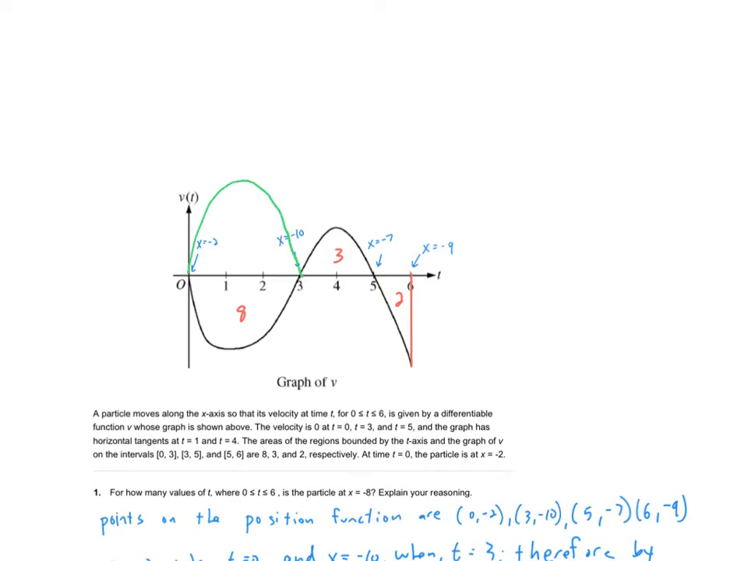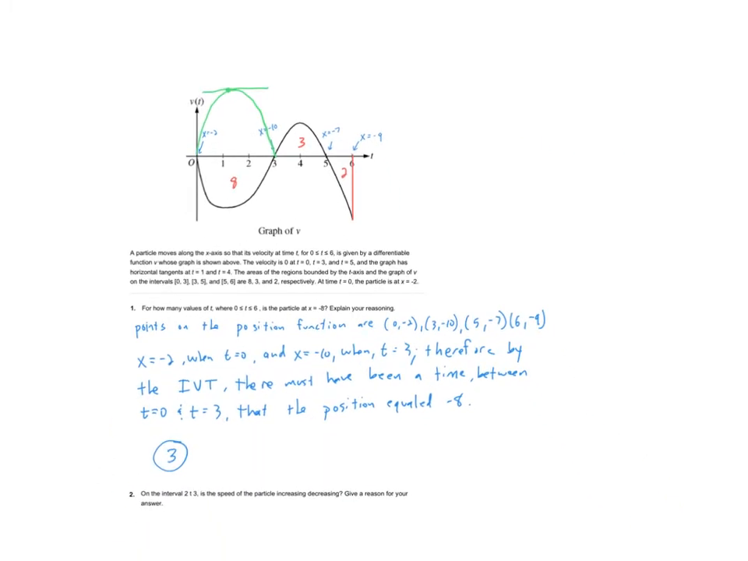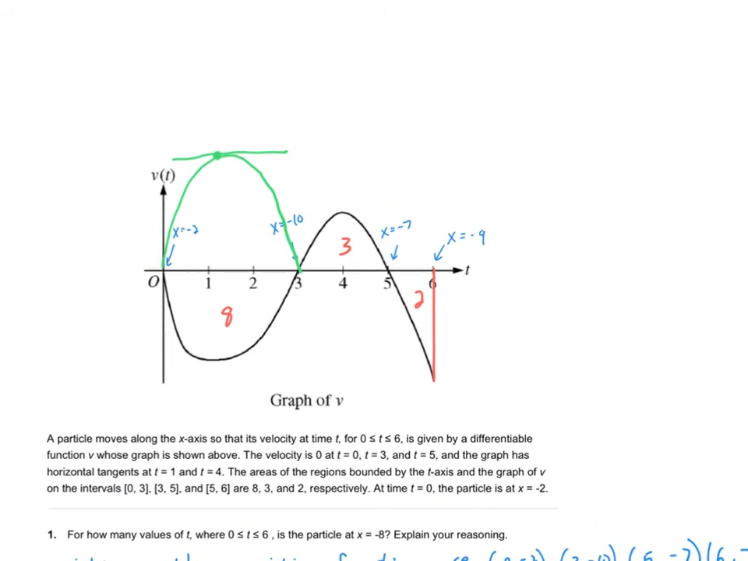And then we can see one thing, there's a horizontal tangent at 1. So from 0 to 1 it's increasing, and then from 1 to 3 it's decreasing, should be. Okay, and they ask, is the speed increasing or decreasing? Now this green part is the speed, since it is the absolute value of velocity, and we can see that the speed is decreasing. Right, this part is decreasing.